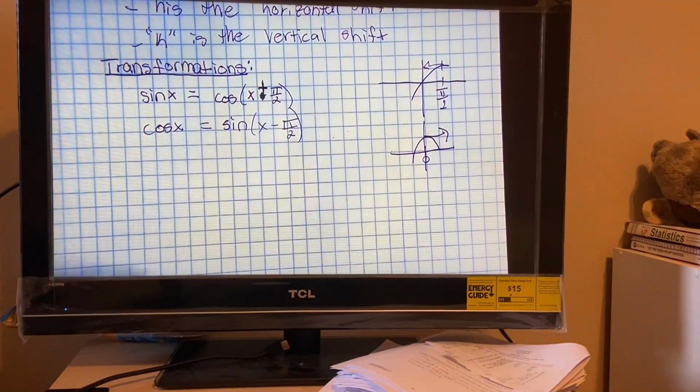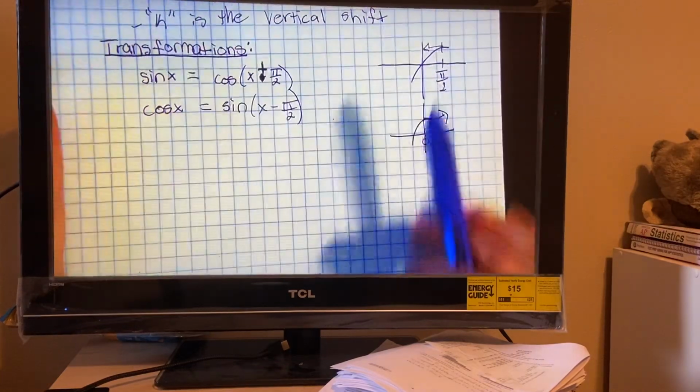2. Okay, remember everything needs to be in radians because that's the only way that you can use that unit circle appropriately. So let's keep going.